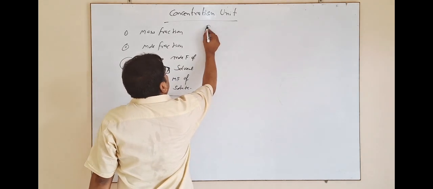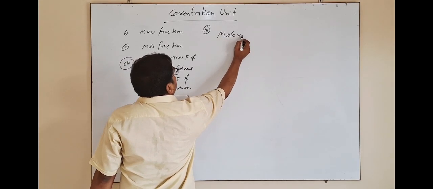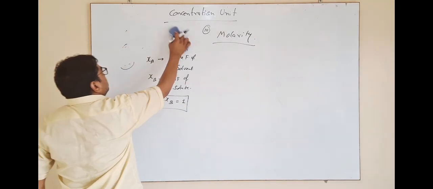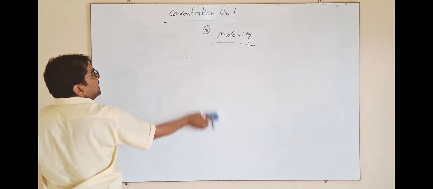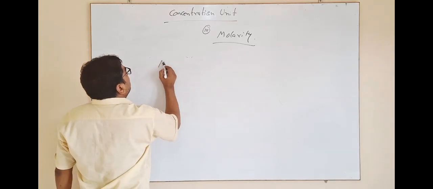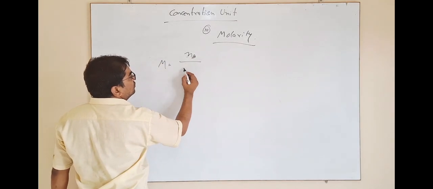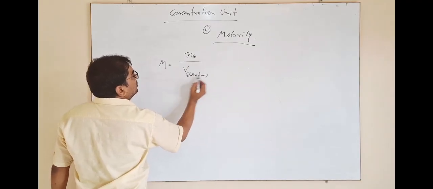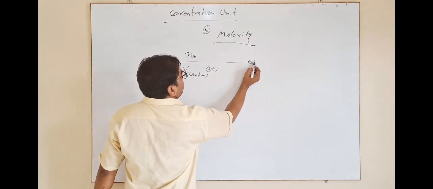Now, the third concentration unit we will discuss here is molarity. What is molarity? It is represented by capital M, and it is the ratio of moles of solute to the volume of solution, and this volume will be taken in liter. This is the equation.